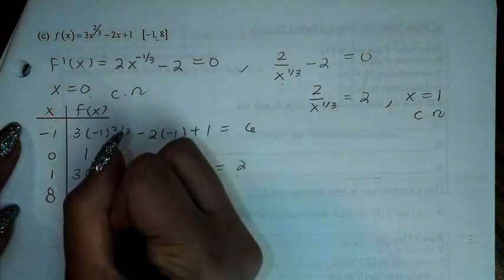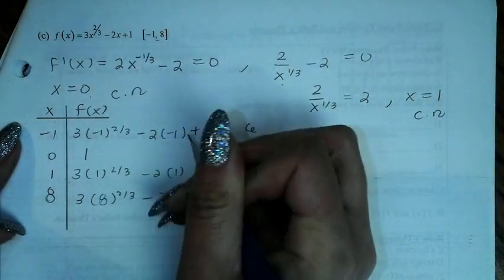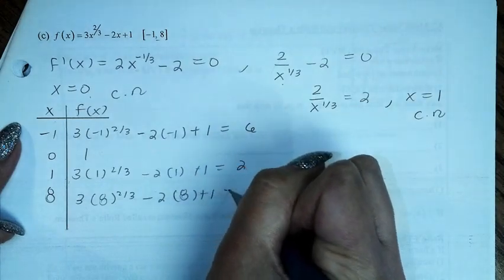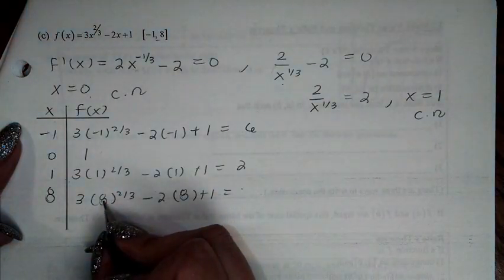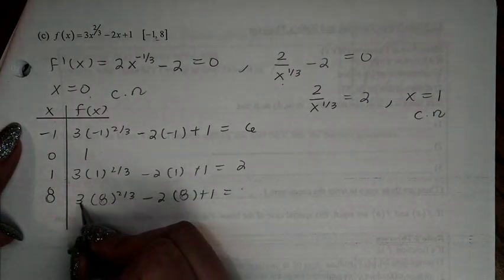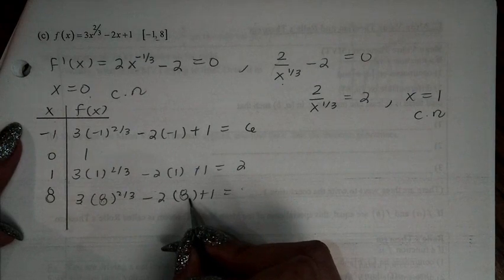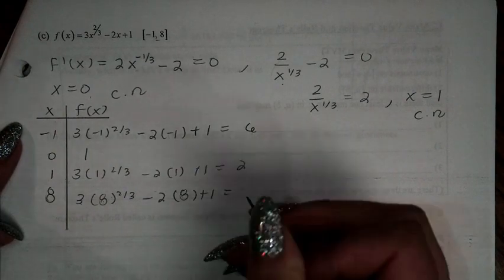And then you're going to tell me, oh, this number is horrible. Well, actually, it's not that bad. Because if you see it, this is going to be 8 squared, that's 64. What's the cube root of 64? That's 4. 4 times 3, that's 12. So you can see easily that you have 12 minus 16 plus 1, that's a negative 3.